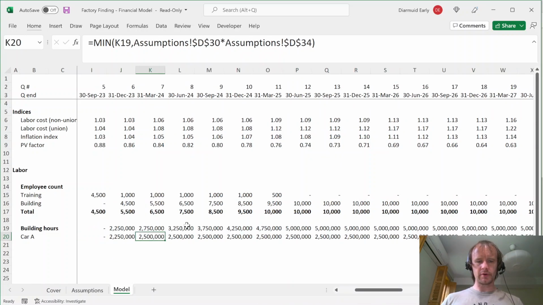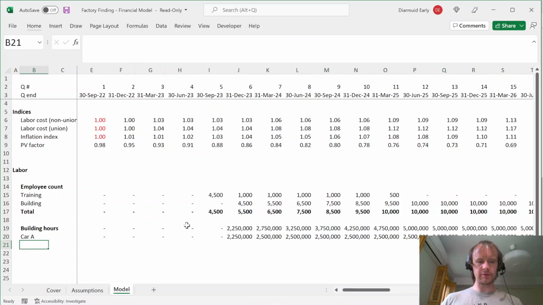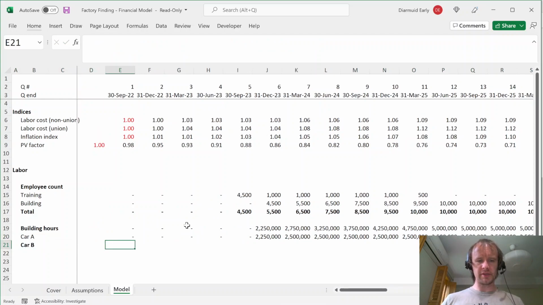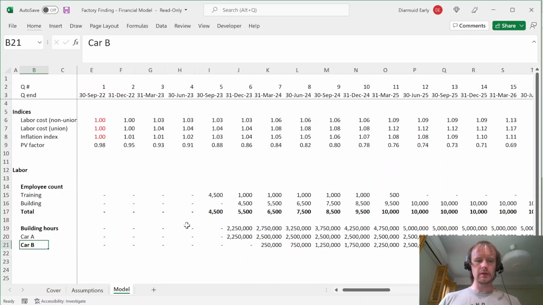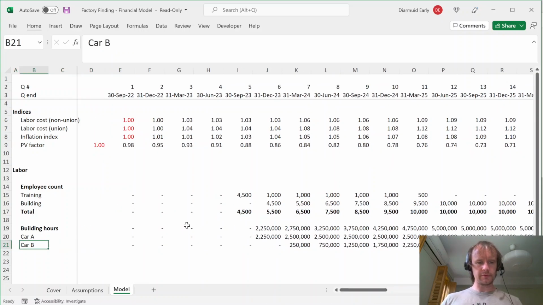So in the first quarter, everybody is building car A, and then after that, we've got enough people to build car A and still have some left over, and then the leftovers go to car B. So that's just going to be that minus that. Carry across. And sorry, that's not supposed to be bold. Okay, so that's the number of building hours.